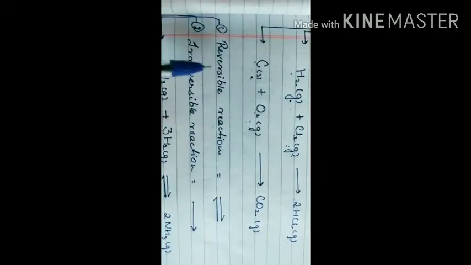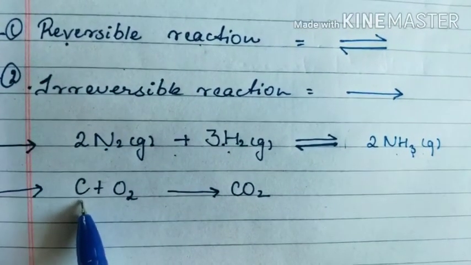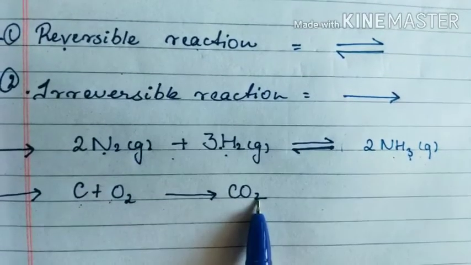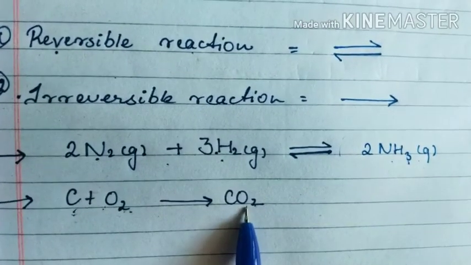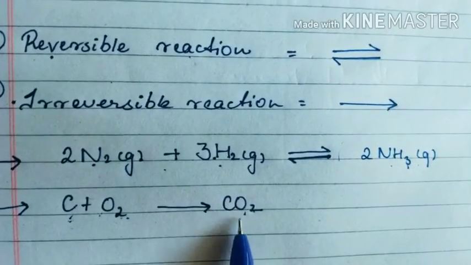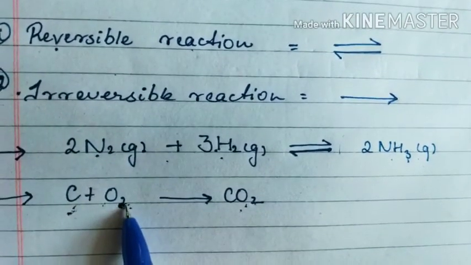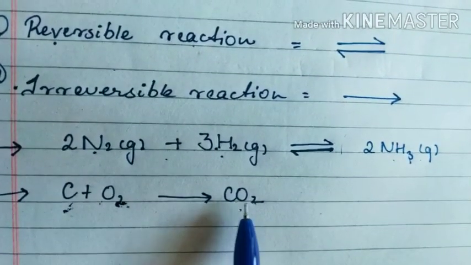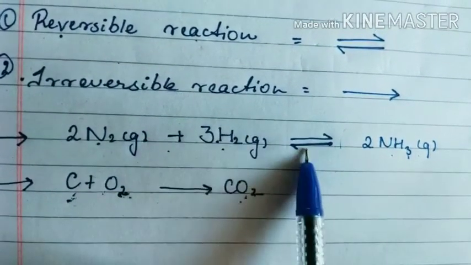Now, on the basis of the direction of reaction, chemical reactions are divided into two parts. First is reversible reaction and second is irreversible reaction. In the case of irreversible reaction, the reactants can form product. Here carbon and oxygen combine and react to form carbon dioxide, but carbon dioxide cannot change itself back into carbon and oxygen, because carbon is in solid form, oxygen is gaseous, and carbon dioxide is gaseous.